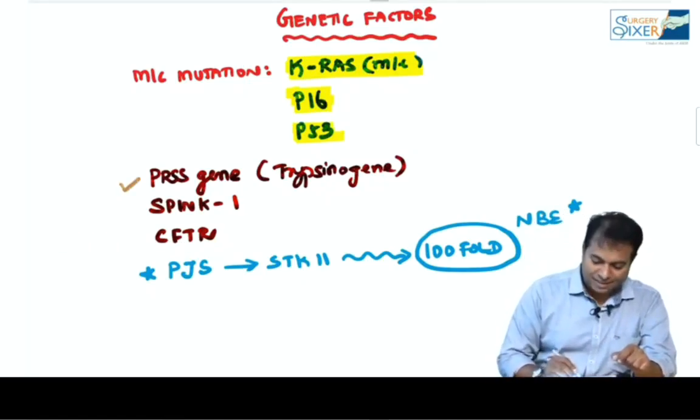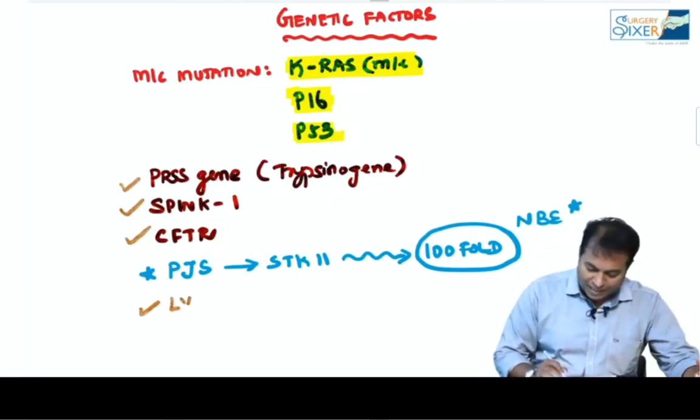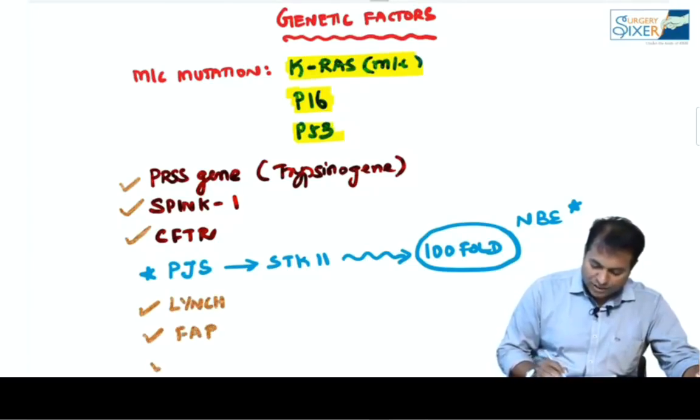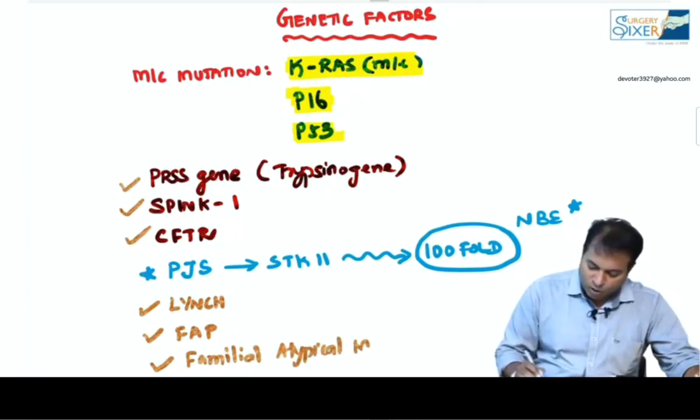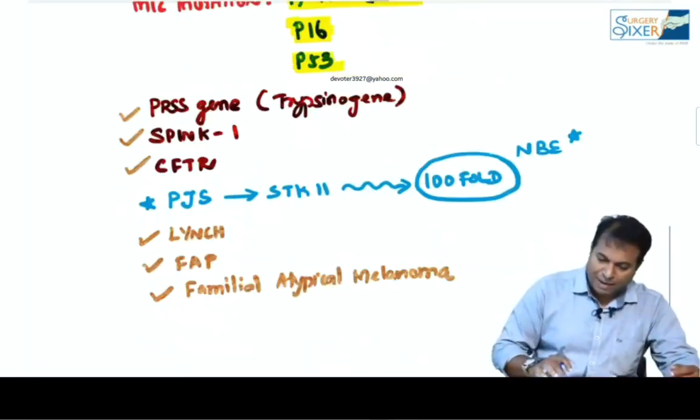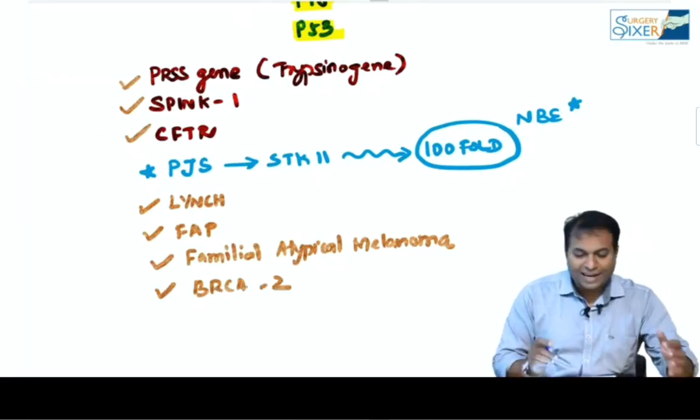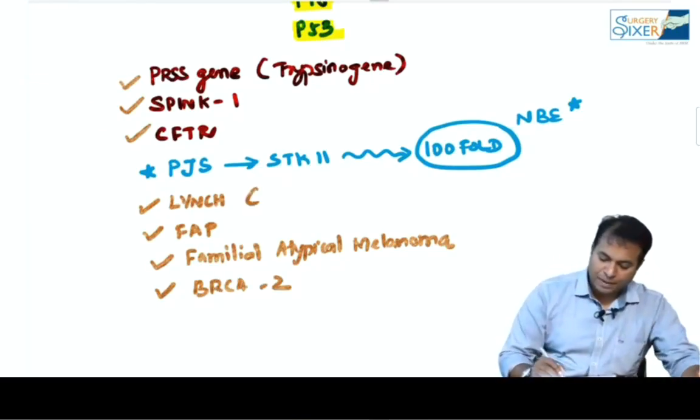So please don't forget the PRSS gene, SPINK gene, CFTR, Peutz-Jeghers syndrome, Lynch syndrome, familial adenomatous polyposis, familial atypical melanoma syndrome, and BRCA2 are the various other mutations associated. So Lynch syndrome is nothing but microsatellite instability.